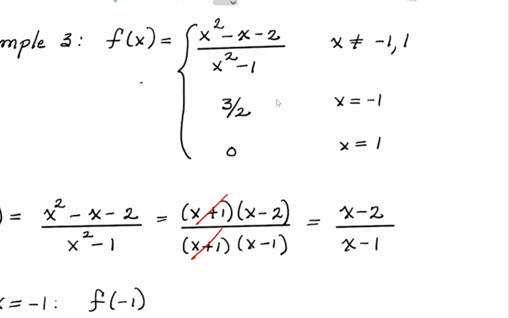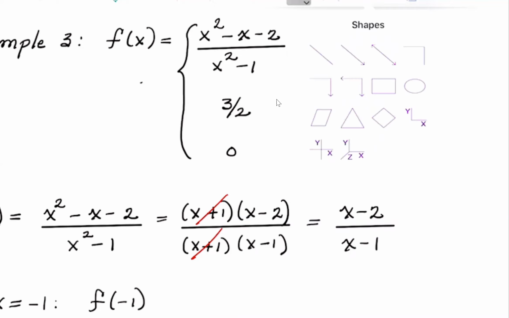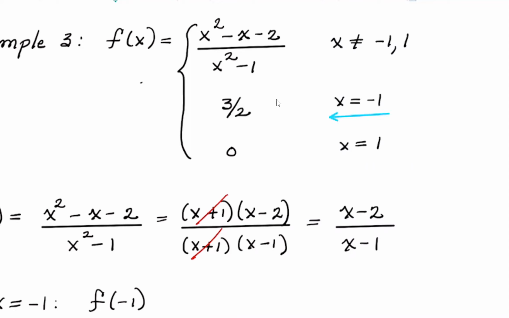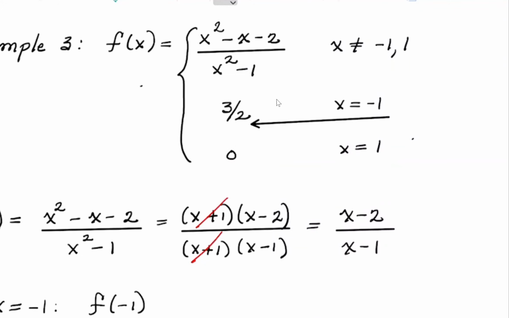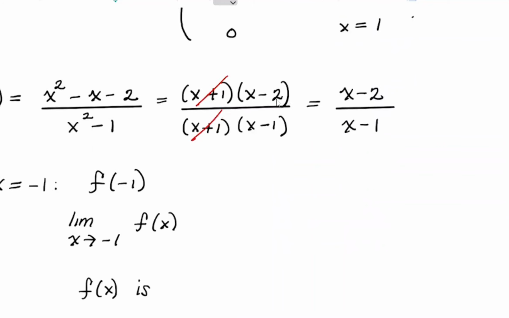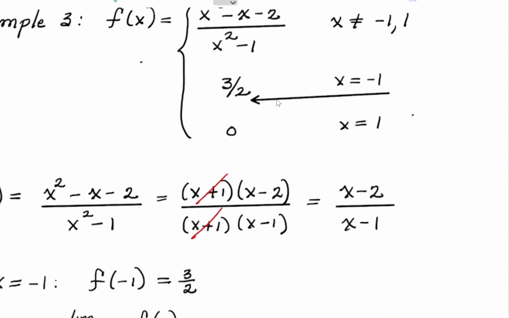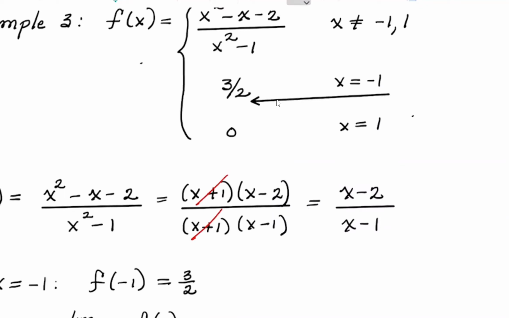So what is f of -1? So f of -1 is 3/2. We can see that here, that when x is equal to -1, we get 3/2. So therefore, f of -1 is 3/2. And if we look at the limit as x approaches -1, we do that by examining what's happening to the function near x equal to -1, but not at -1.